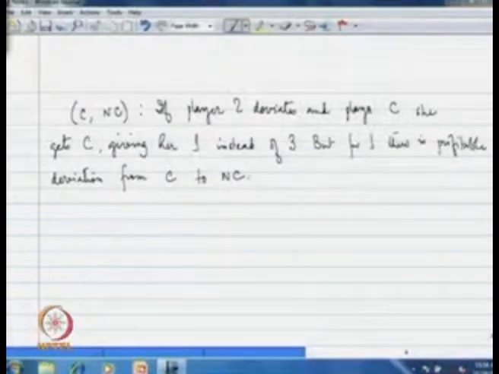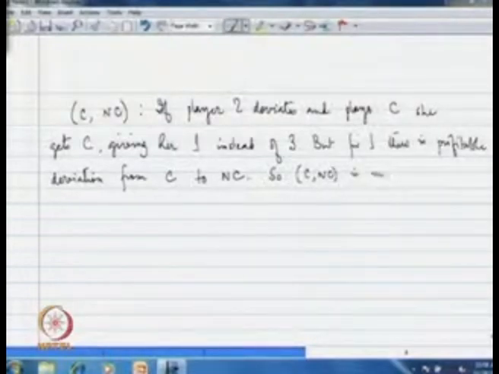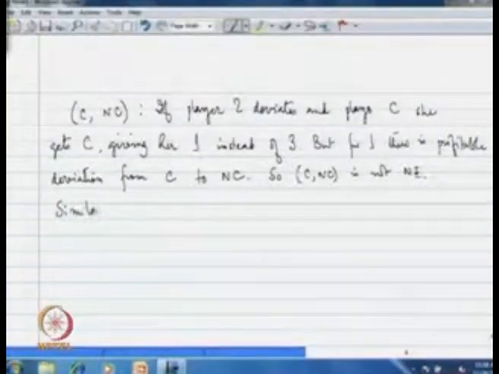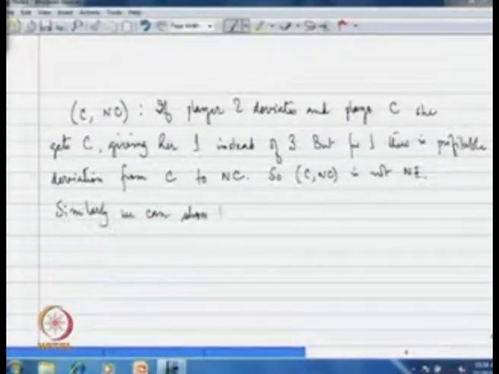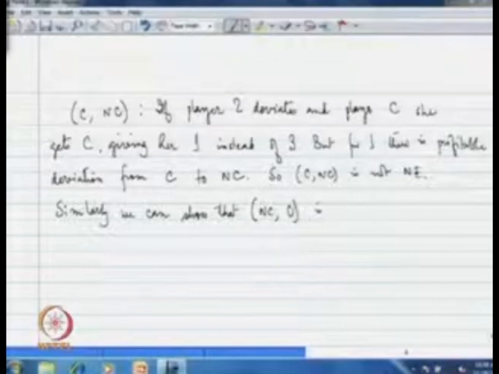So, there exists a profitable deviation, and therefore, CNC is not Nash equilibrium. So, CC got ruled out, now CNC is getting ruled out. Similarly, we can show that NCC is not Nash equilibrium.